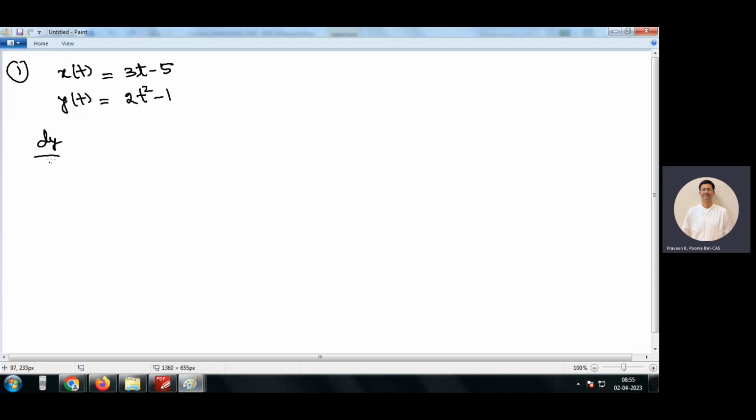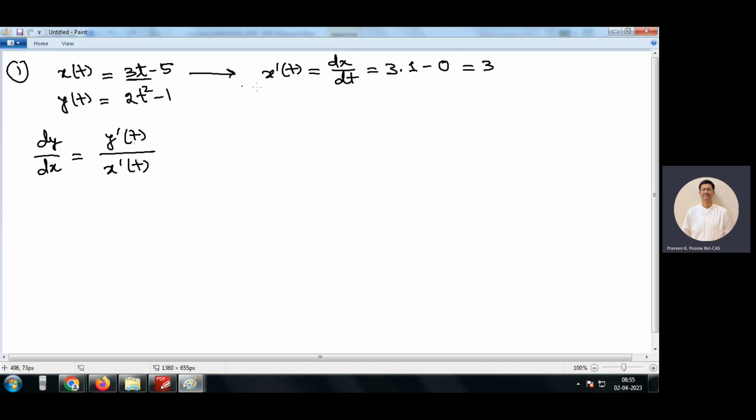Now what do we need to find? We need to find dy by dx. How to find dy by dx? You need to write y prime t and x prime t. How to calculate x prime t? You need to find the derivative of x with respect to t. Clear? What is the derivative here? The derivative of 3t is 3, and the derivative of a constant is 0. 3 into 1 is 3.